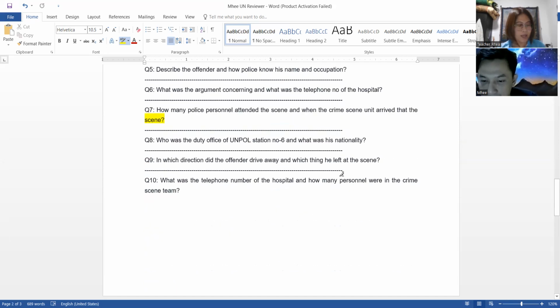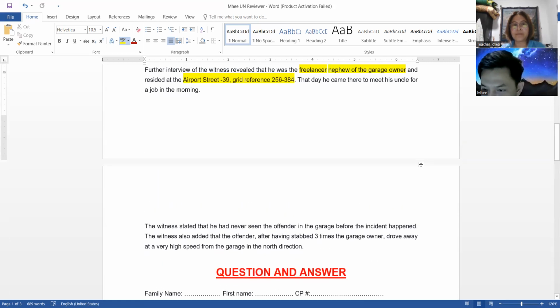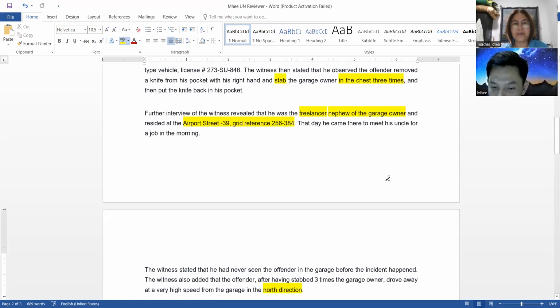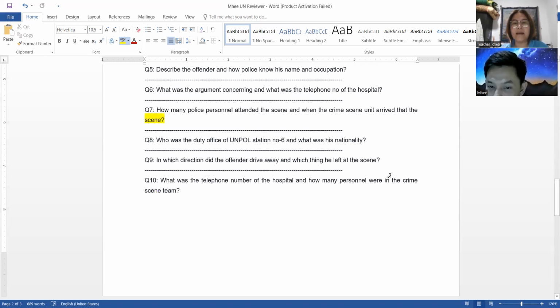And in which direction did the offender drive away and what did he leave at the scene? The north direction. Okay, north direction. Yes, at high speed in the north direction. Did he leave something at the scene?